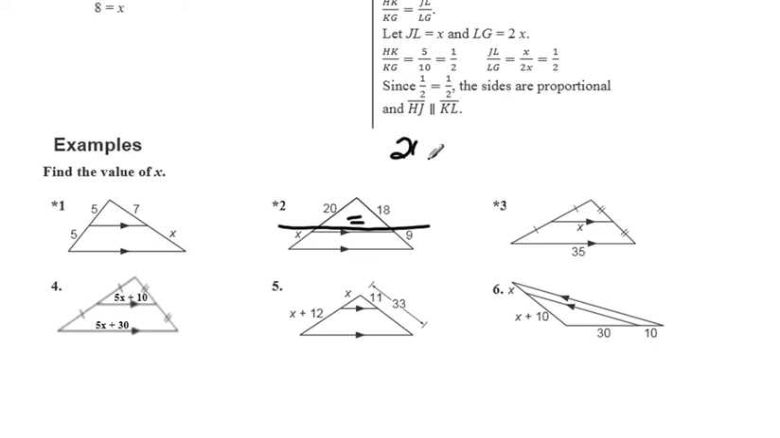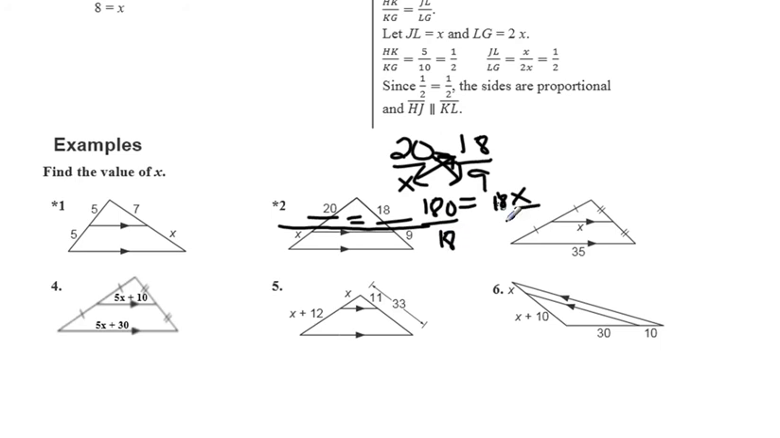So we can say that 20 over x equals 18 over 9. 9 times 20 is 180. Just cross multiplying here. And that's going to equal 18 times x. Dividing both sides by 18, I get x equals 10.